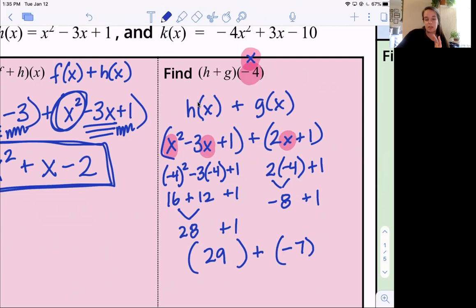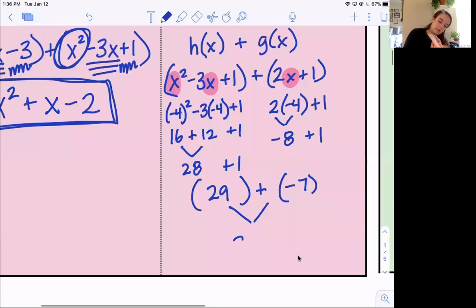So this is h of x that we have gotten all the way down, and g of x, which we've gotten all the way down. And now we need to combine the two to get 22.